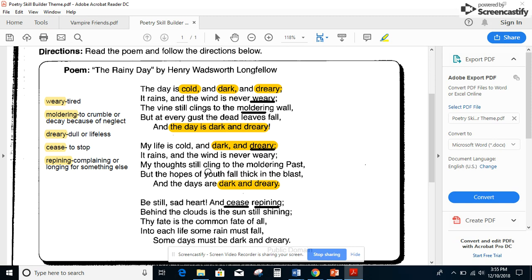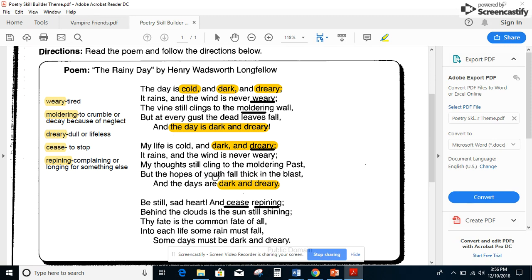And if his thoughts are clinging to something, they're holding on to something, he said they're holding on to the moldering or the decaying past. So it sounds like his past has had something pretty dark in it, and he is holding on to it with his thoughts, and he just can't seem to get past whatever that event was that's hurt him, that's become so dark. So think about something that is really emotional for you and how that feeling can kind of stick with you, okay?